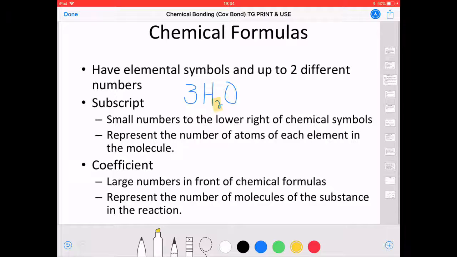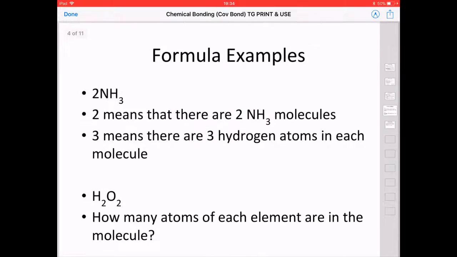One thing to note with a subscript, if you don't have a number there, like this oxygen that has no number, then we are assuming that we have 1 oxygen. So we don't use the number 1, we just assume that 1 is there. Same thing with a coefficient. Those are the big numbers out front of the chemical formulas. So in this case, it would be that 3. That's just telling you that you have 3 molecules of water for this example.